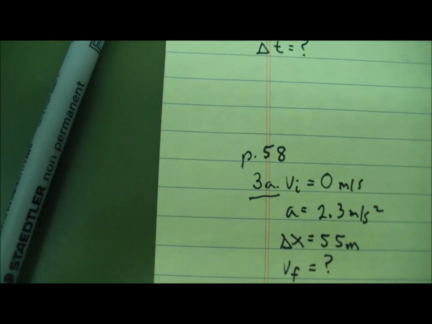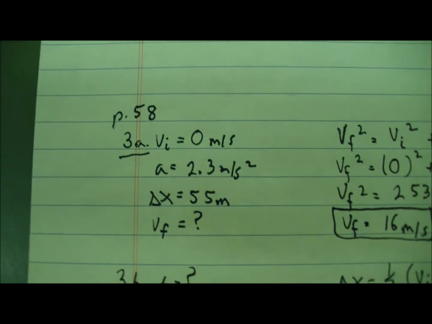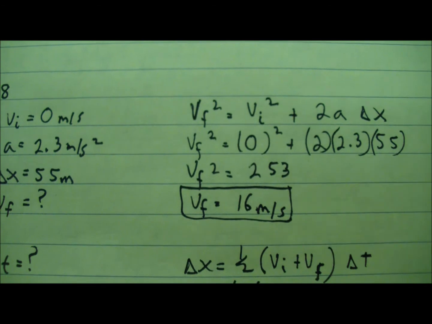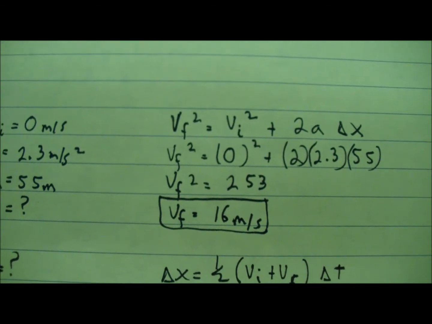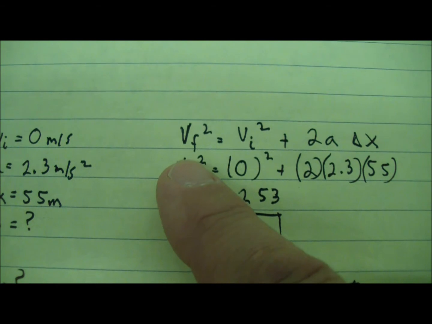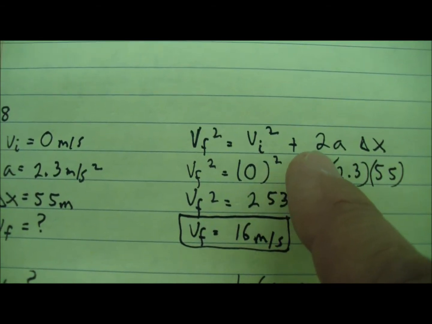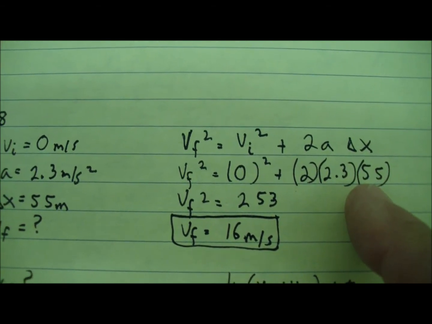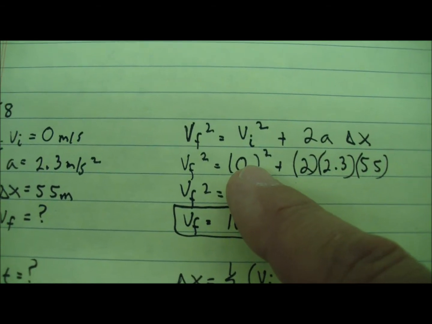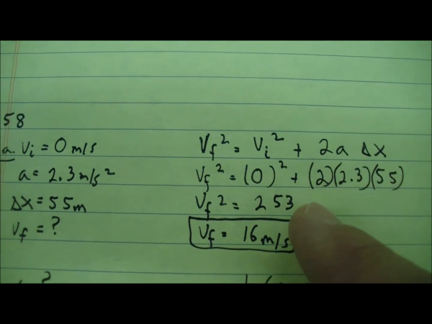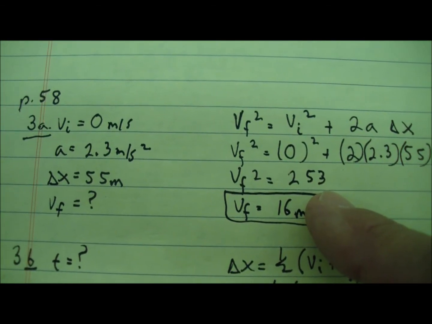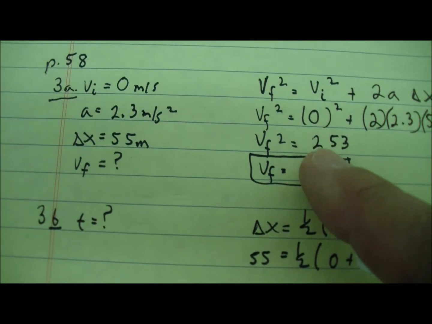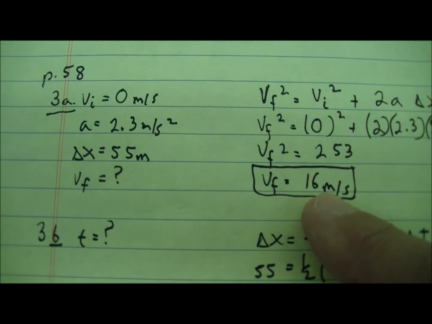And we want to know the final velocity. So if we look at the formulas on page 58, this one seems to have everything that we need. We are looking for a final velocity. We have an initial, which is 0. The acceleration is given, and the distance is given. So this drops out because it's 0. Multiply these together, you get 253. This is velocity squared, so you need to find the square root of this, and that's 16 meters a second.